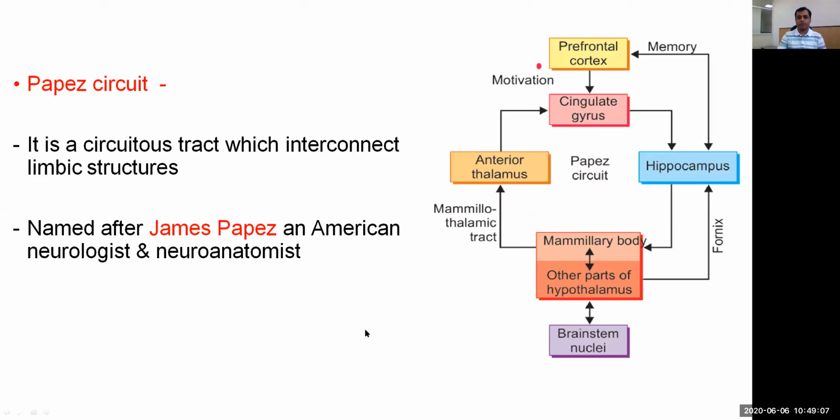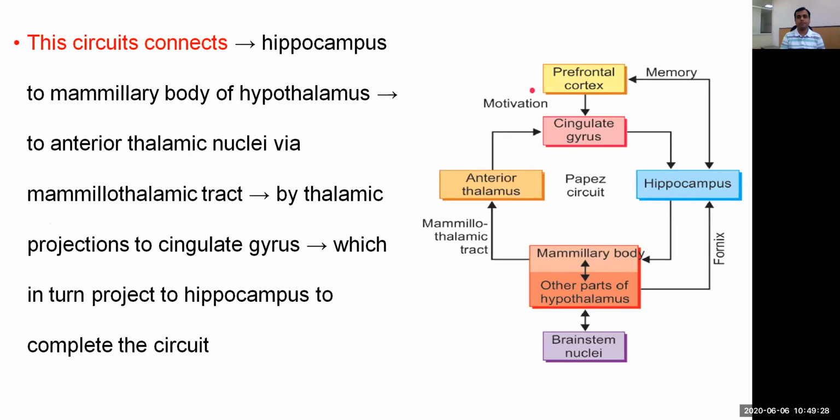After we come to know the physiologic anatomy and the various parts of the limbic system, what is the Papez circuit, which plays a very important role in the limbic system? It is a circuitous tract which interconnects various structures within the limbic system, and it is named after James Papez, an American neurologist and neuroanatomist. What basically is this circuit? The Papez circuit connects the hippocampus to the mammillary body of the hypothalamus, as we can see here.